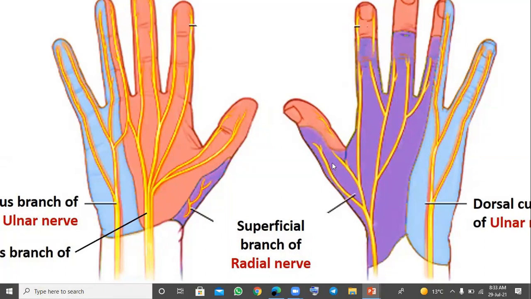So the superficial branch of the radial nerve is going to supply the dorsolateral aspect, as you can see there. The thumb, the index finger, the middle finger, the skin is going to be supplied by the superficial branch of the radial nerve. Then the medial aspect is going to be supplied by a branch from the ulnar nerve. So the ulnar nerve is going to supply the little finger and the medial half of the 4th digit. So that's the cutaneous innervation.